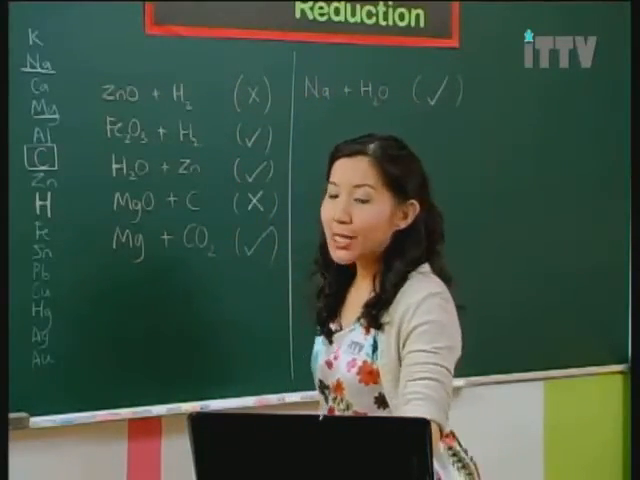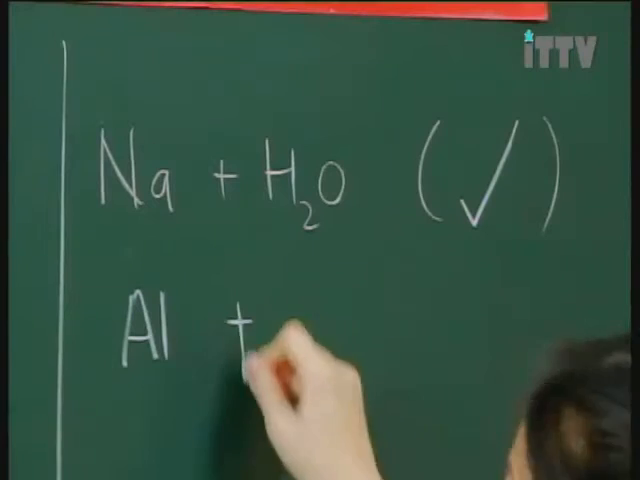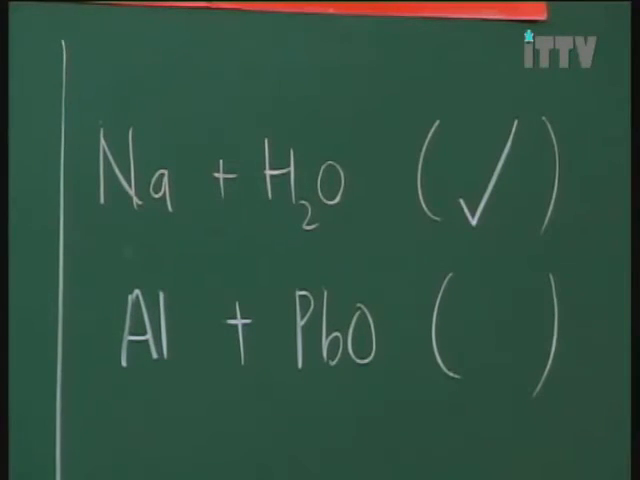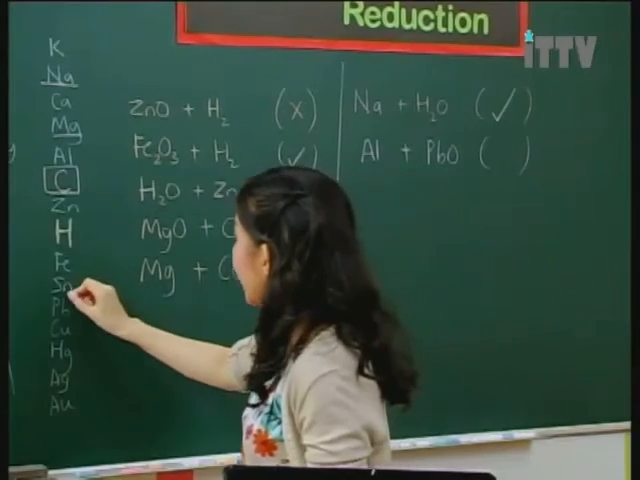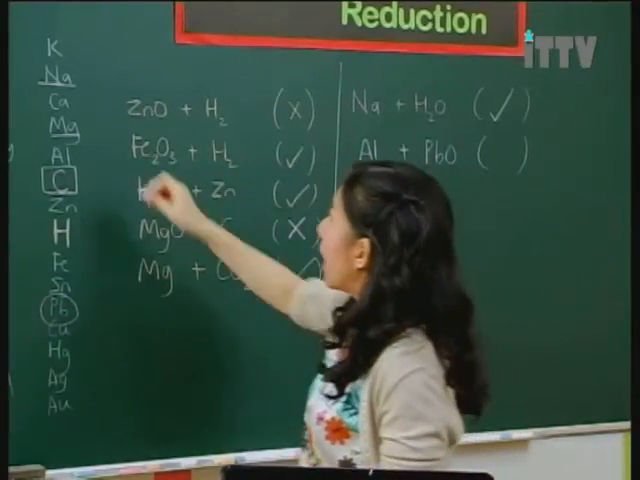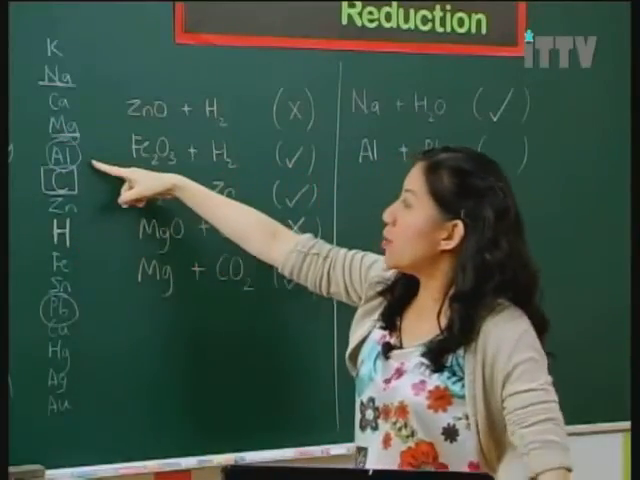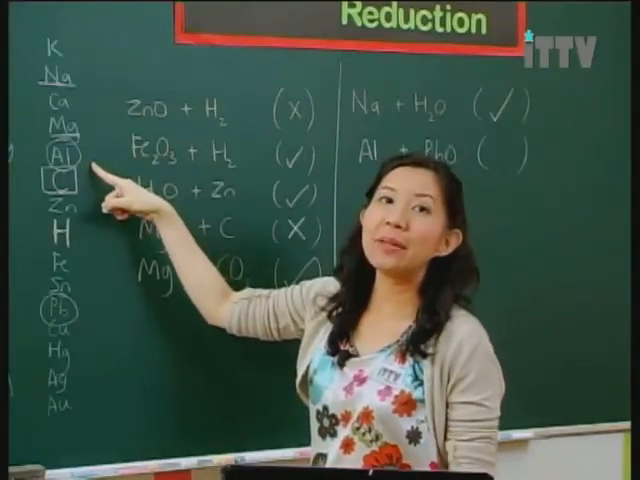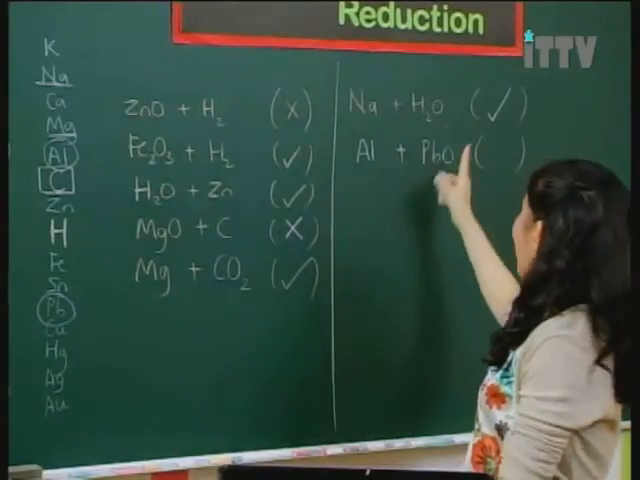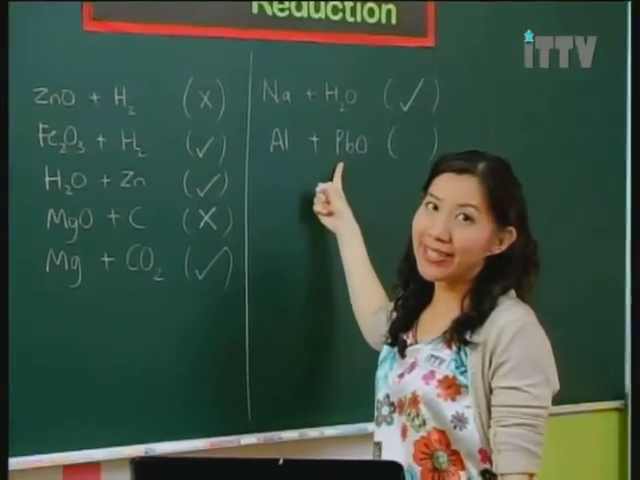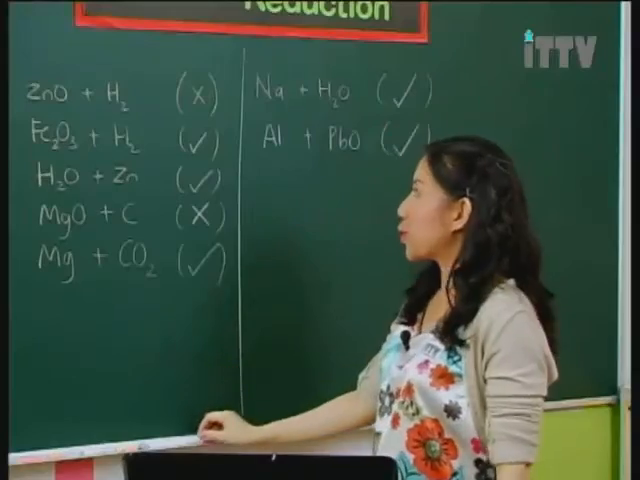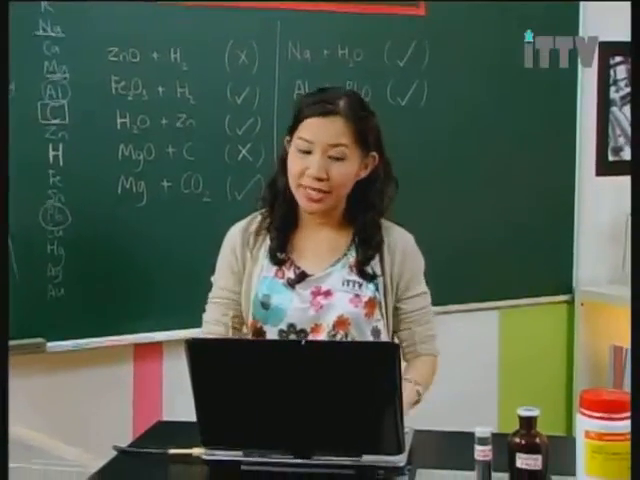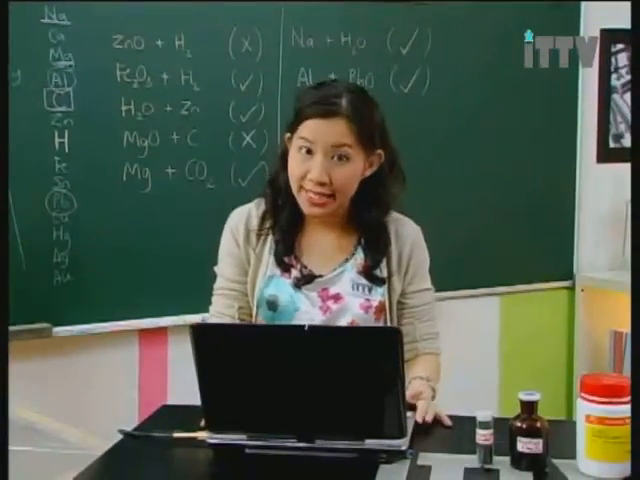Next up, last one would be aluminium and lead oxide. Would a reaction happen? Let's look at the position. We have lead here and we have aluminium here. Aluminium is so much more reactive than lead. So yes, aluminium is able to reduce the oxide of lead into lead metal. So a reaction will also happen. So this is how we answer questions with regards to the reactivity series. So you need to memorize the reactivity series.